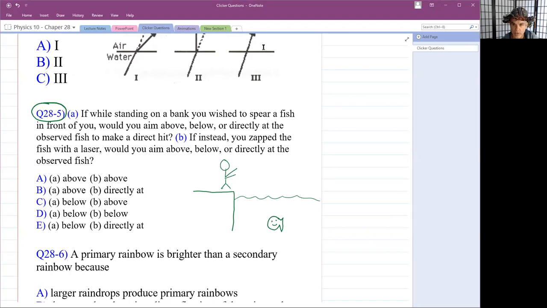If you have a computer, I just opened up a poll. What do you think? If I'm going to throw a spear at the fish, would I aim above, below, or directly at? If I'm going to shoot it with a laser beam, would I aim above, below, or directly at? What do you think? Give people about 20 seconds if you want to throw in a vote.